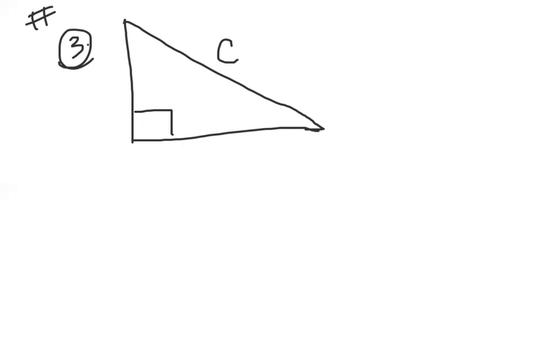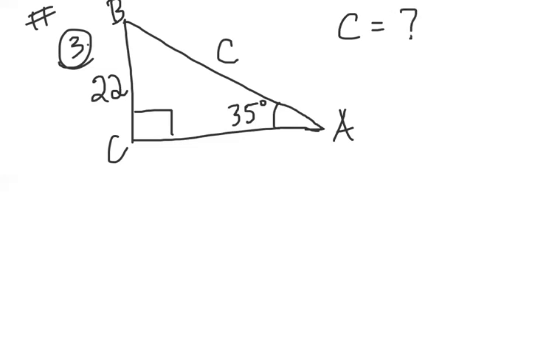So this one right here has a side length of 22. By the way, this is triangle ABC, okay? So side BC has a length of 22 units, and then they give you this angle right here, which is 35 degrees, and your job is to find the value of C. What is the value of C?